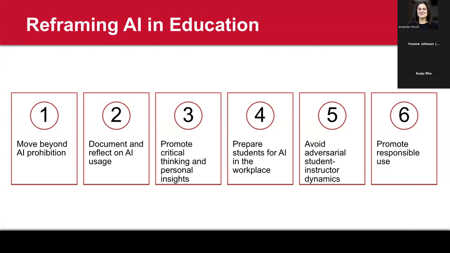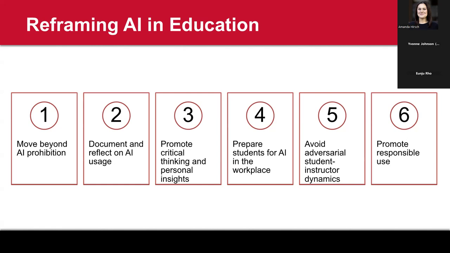A few thoughts on reframing AI in education. As we move forward with AI, it's not going to go anywhere. As we saw at the very beginning with those statistics that I shared from those surveys, AI in some way is going to be expected as a skill set that both students and their future employers are going to expect from them. So we want to move beyond just AI prohibition, but we don't want to just jump in feet first either. So document and reflect on your AI usage.